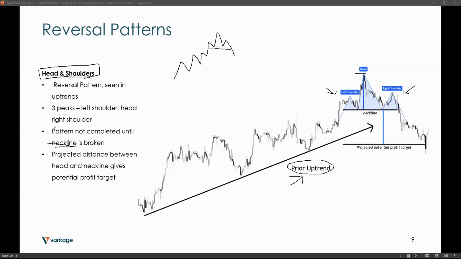Now, this is extremely important. The reason why this pattern is not completed until the neckline is broken is because for this head and shoulders pattern to be valid, we need a prior uptrend to be formed. But for a prior uptrend to be formed, recall we talked about market structures earlier. In an uptrend, what do we have? We have very clear higher lows and higher highs to the upside. So this consolidation that you see over here, that is a head and shoulders.